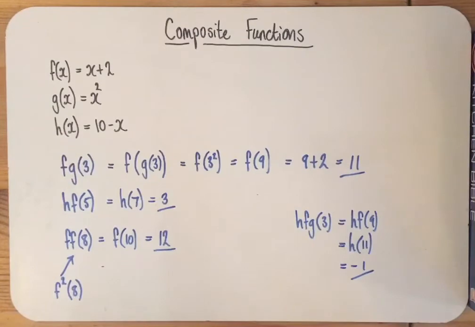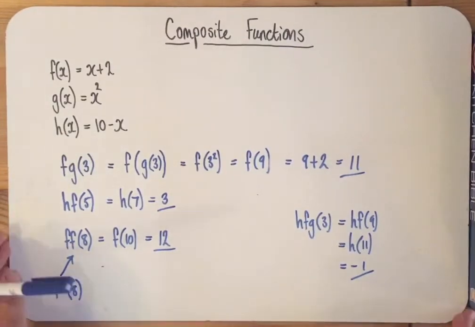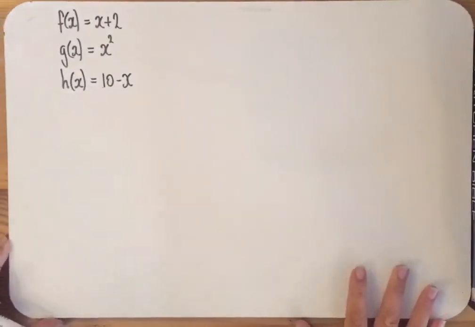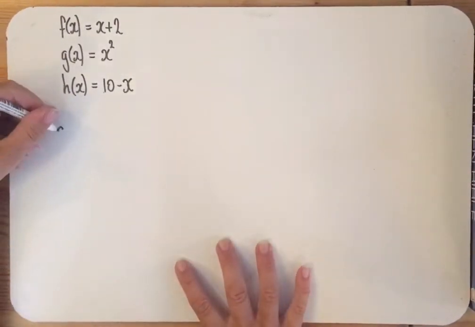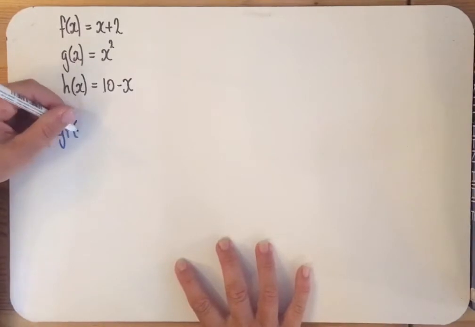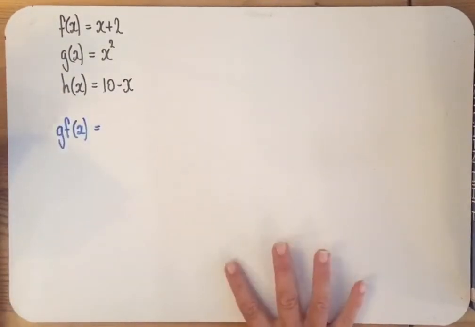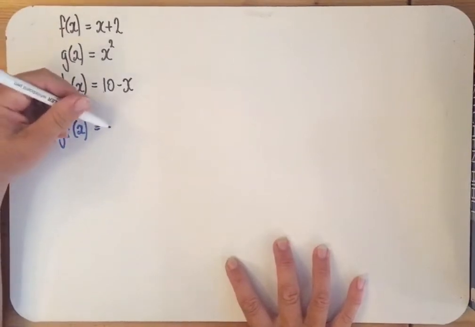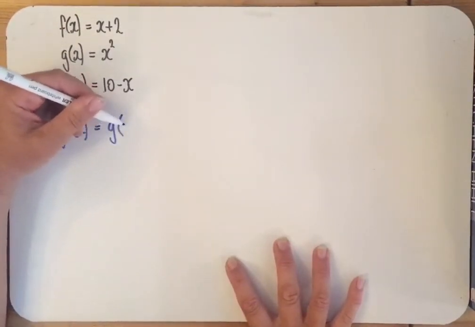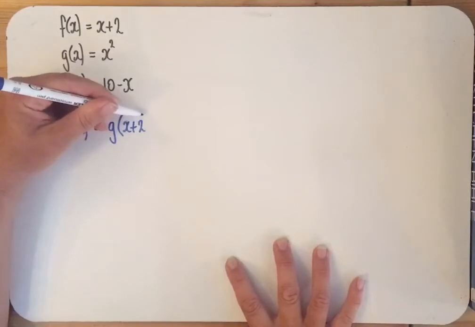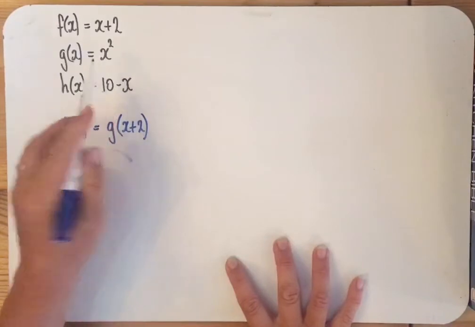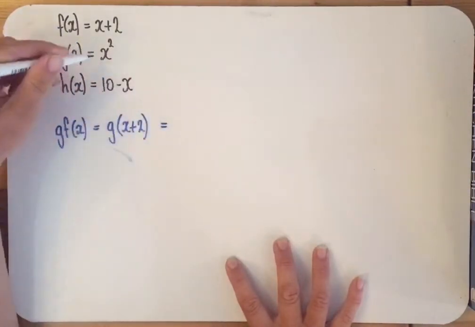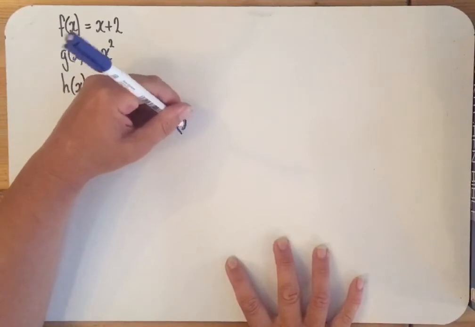You also need to be able to handle the algebra with these. So same three functions. And if I want to find an expression for gf of x, f of x is x plus 2, so I need to do g of x plus 2. We've done some work with function notation. This means that in g, you replace x with x plus 2. So g of x plus 2 is x plus 2 squared.